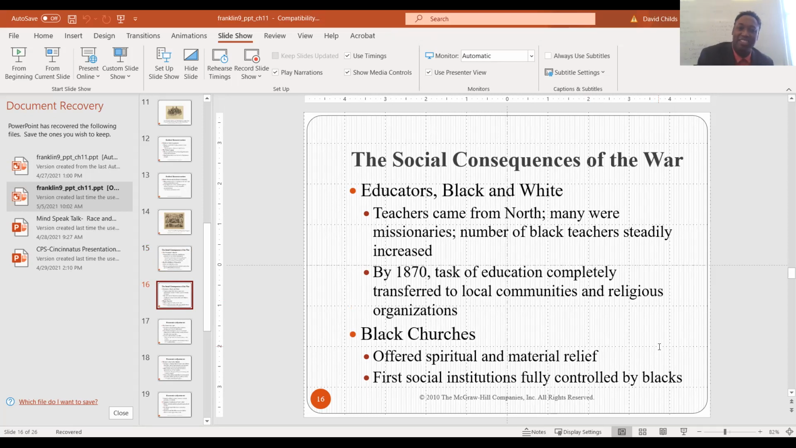By 1870, the task of education completely transferred to local communities and religious organizations. So the Black church, this is a lot of my doctoral dissertation dealt with this. The Black church was one of the major institutions that managed the education of African Americans.